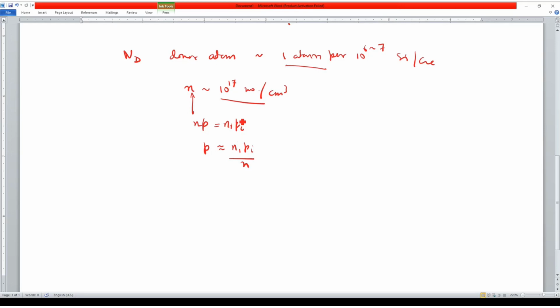Multiplication means that is always going to be balanced, आपका जो system है वो neutral है, तो that has to be equal to the intrinsic charge, which is number of holes and number of electrons. So you can easily calculate, and this number becomes 10 to the power of 3 per centimeter cube. So this is very less in comparison to electron.